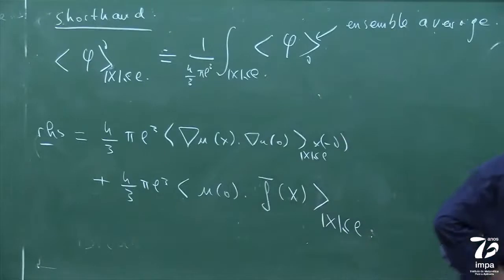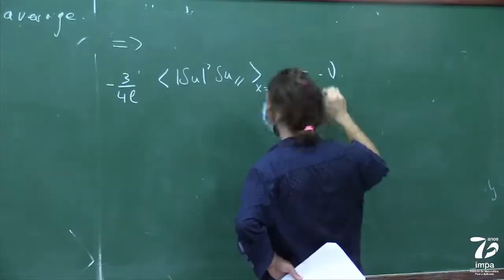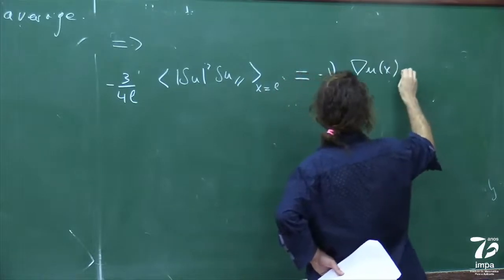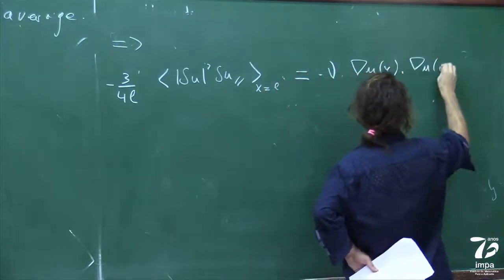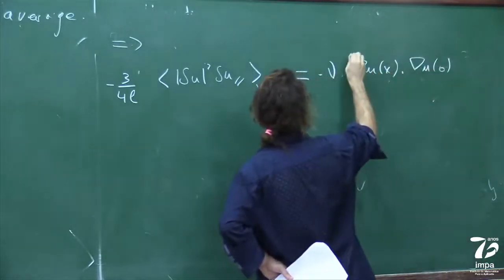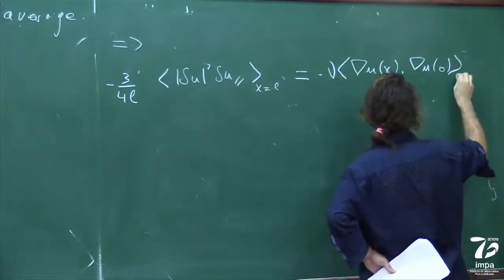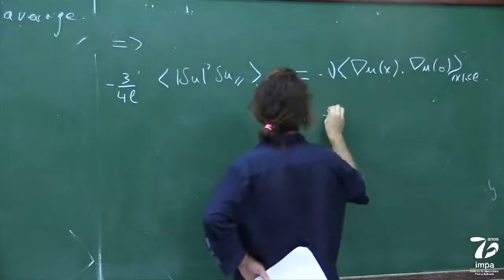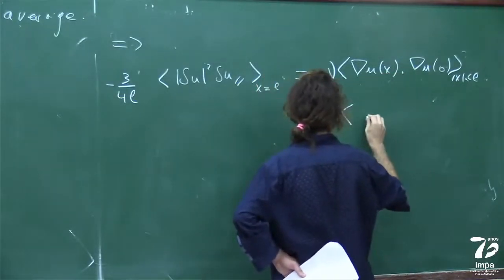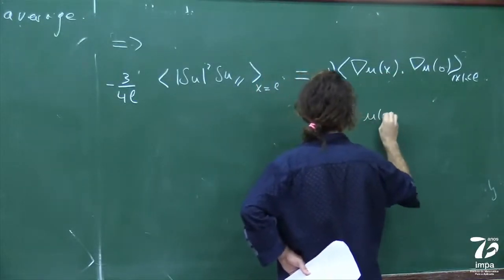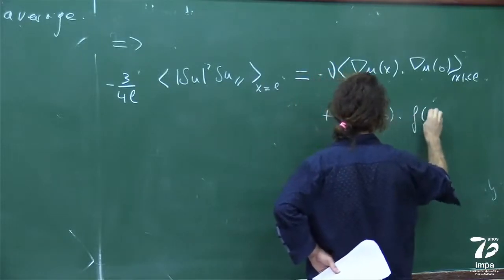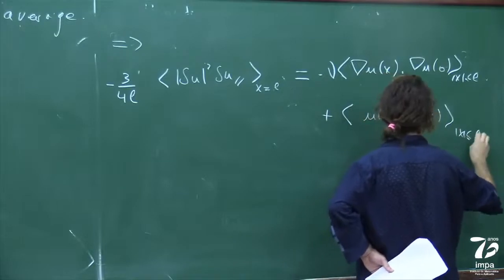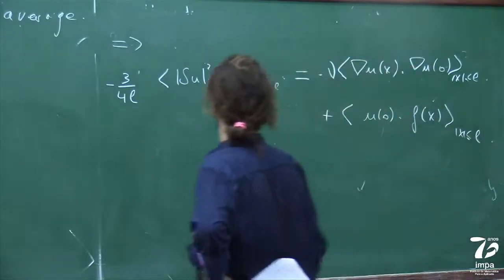What's here? Minus nu delta ux delta u of 0, x smaller than L, plus u0 f of x on x and L. And that's the budget.